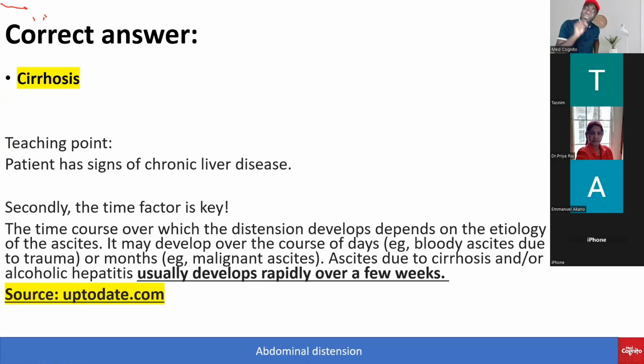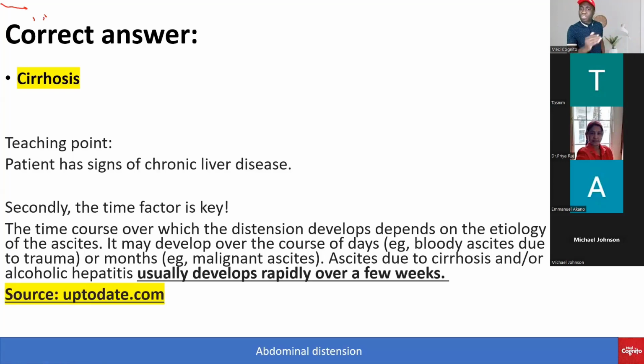Secondly, the time factor is key, because Dr. Raj said that, look, this can't be abdominal trauma. And I like that, because you are very confident that this cannot be, because with abdominal trauma, as soon as they have the trauma, it will happen. It's not going to take weeks for the person to develop the distension. So the time course over which the distension develops depends on the etiology of the ascites. This is what UpToDate is saying.